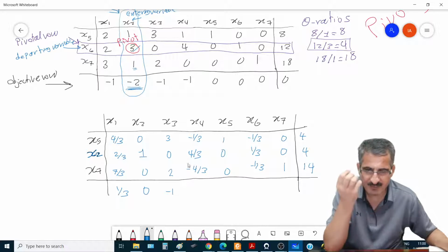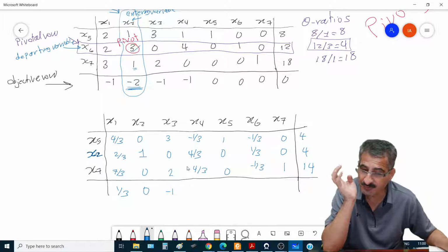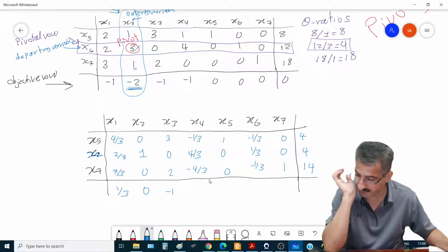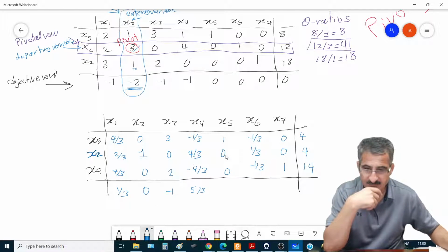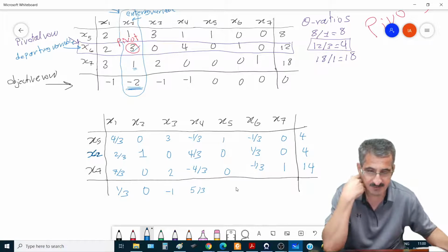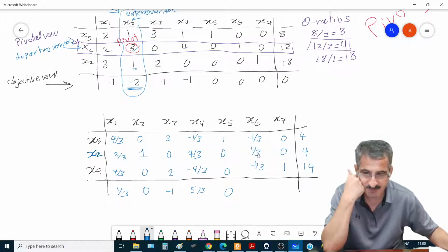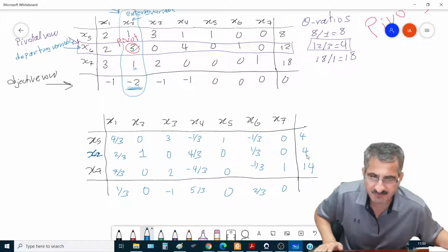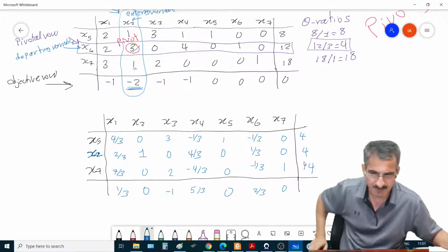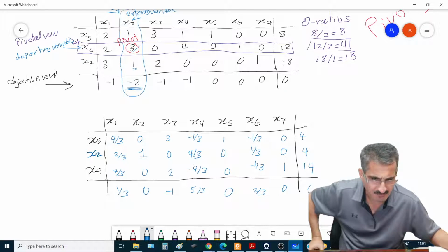Okay. Now multiply 4 over 3 by 2 and add it to -1. We get 8 over 3, -1 over 3, so 5 over 3. Multiply this by 2 and add to that, we get 0. Multiply this by 2, 2 over 3, add to 0, and multiply this by 2, we get 2 over 3, 0. Multiply now 4 by 2 and add it to 0, we get 8. Boom.